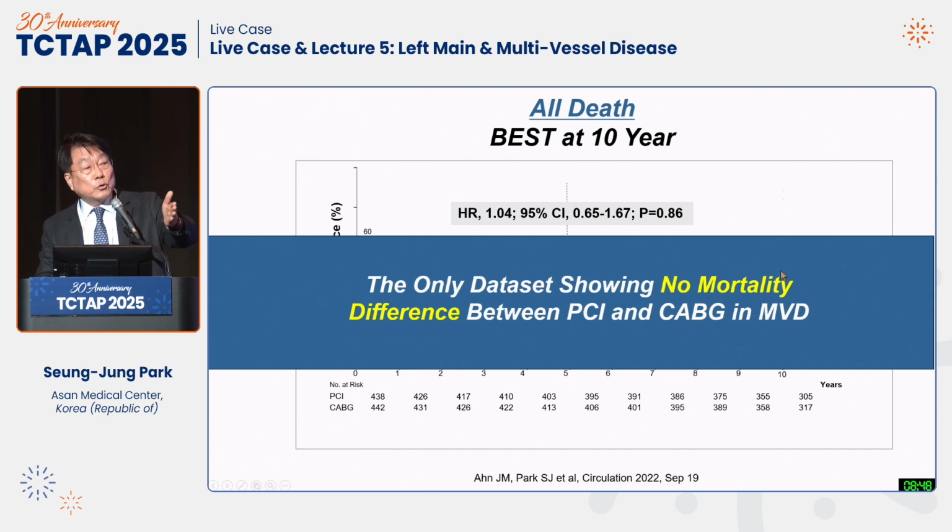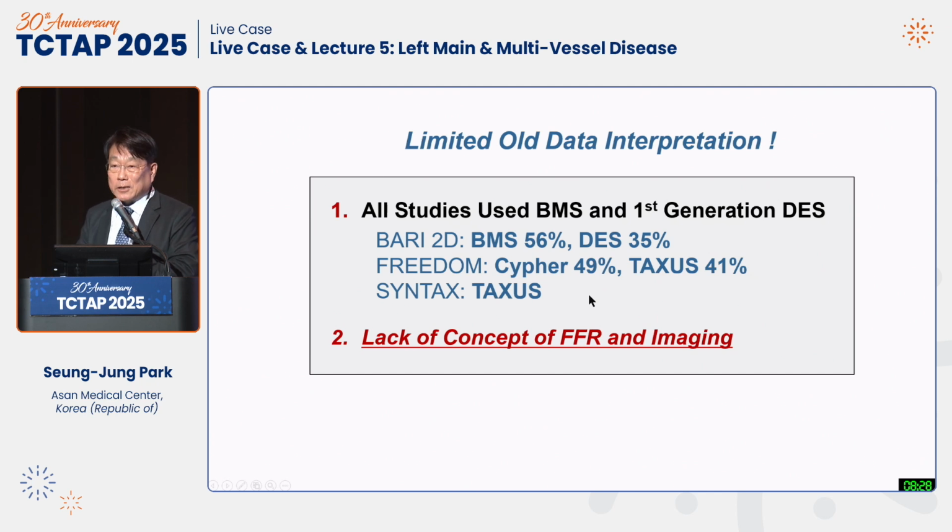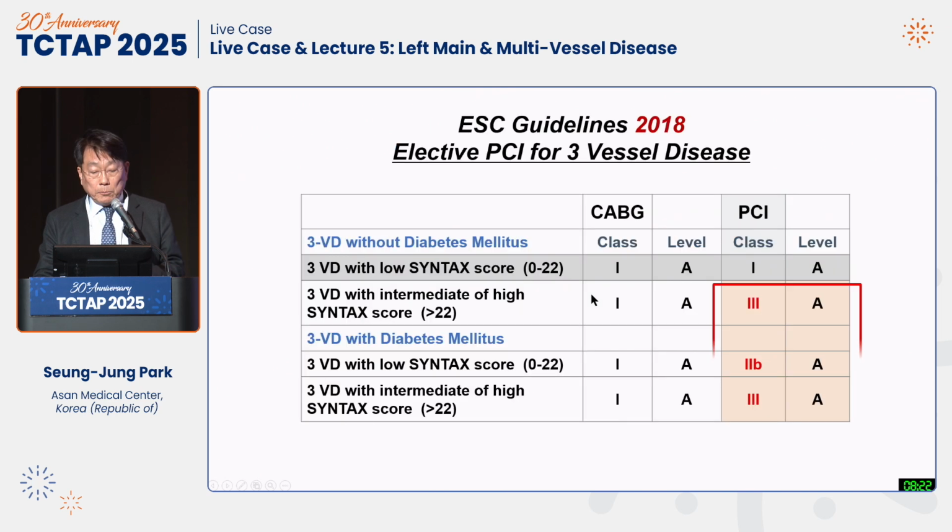And we moved to the IVUS guided, starting with the FFR guided. Look at this. This is all the data. All studies used bare metal stents. Even in the BARI 2D study, more than half were bare metal stents. The FREEDOM study used Cypher and Taxus, first generation. Look at this, SYNTAX, Taxus. And the main issue is the lack of the concept of FFR and imaging.